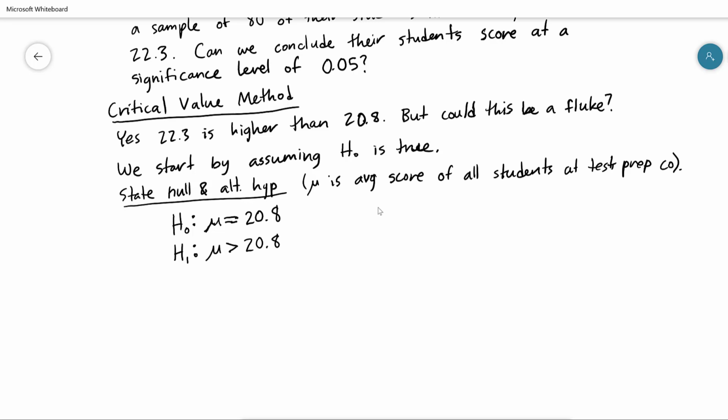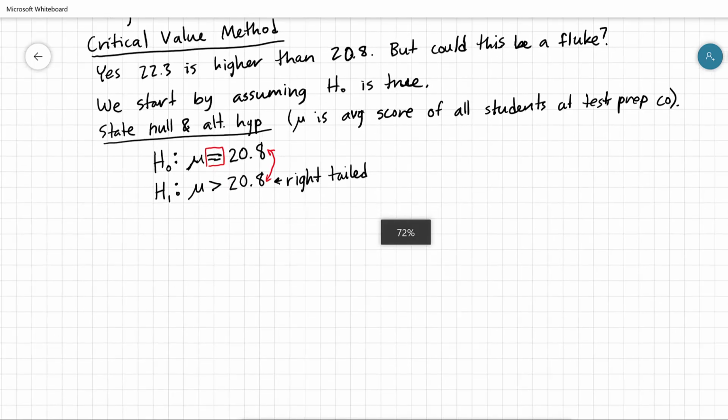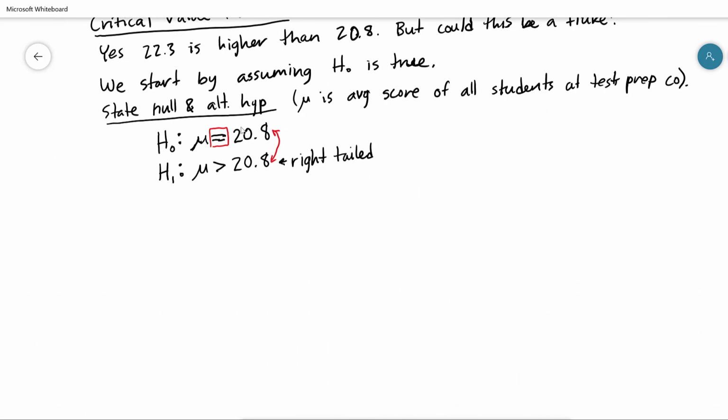So this follows the same rules that we talked about, where this has to be an equal sign and these numbers have to be the same number. This is our form. And what we wind up with is what we call a right-tailed alternate hypothesis. Okay, so we've started by assuming that this is true. This is going to be our default idea, that really the average score of all these students is the exact same 20.8 as everybody else.